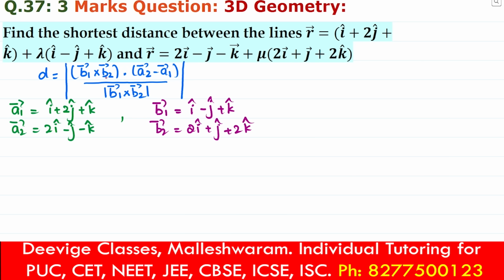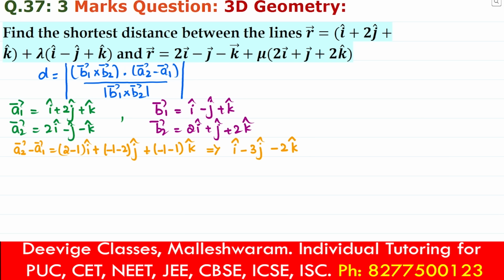Okay. b1 cross b2 we have to find, a2 minus a1 we have to find, then the magnitude of b1 cross b2. First, find a2 minus a1. a2 minus a1 is equal to (2 − 1) i cap + (−1 − 2) j cap + (−1 − 1) k cap, which will be equal to 1 i cap − 3 j cap − 2 k cap.